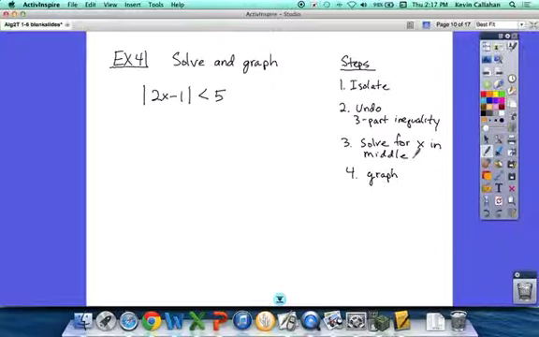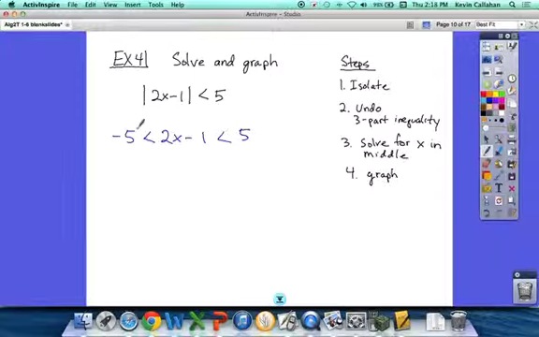Okay, so the first step is isolate, so I don't have to do that. Now we need to write a 3-part inequality. And remember, the 3-part inequality has no more absolute value symbols. And the expression that was inside the absolute value symbol is in the middle. So what goes on the left and what goes on the right? 5 is on the right, -5 is on the left. 3 parts.